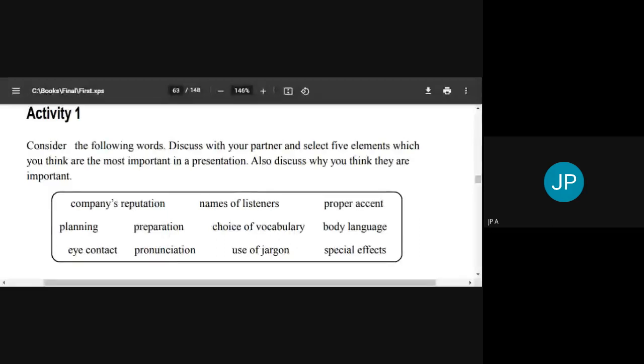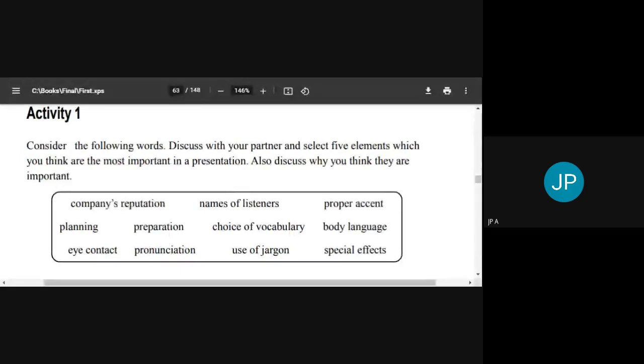Then the important thing is the choice of vocabulary. Vocabulary means the words that you use, the selection of words that you use. That is choice of vocabulary. To use the right word, the simple word, a correct word to make the idea clear to the audience. So choice of vocabulary is important.